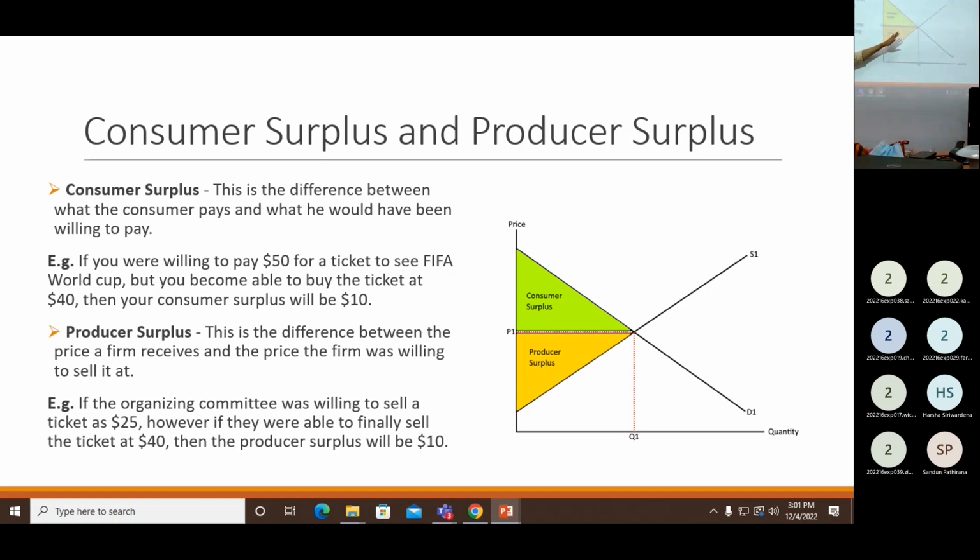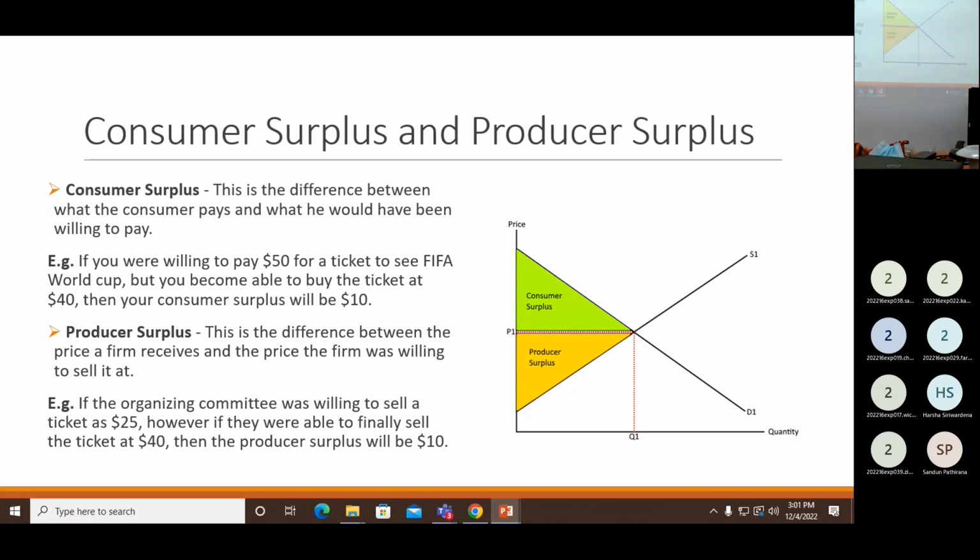Clear? If you are coloring the area of the producer surplus, that is always above the supply curve and below the price line. So that triangle would be your producer surplus. Is that clear?